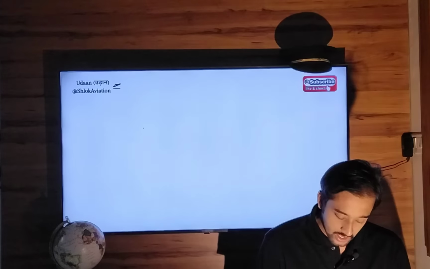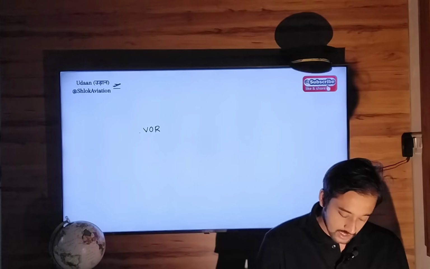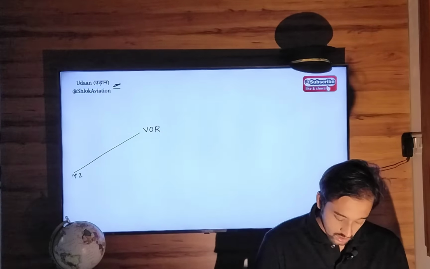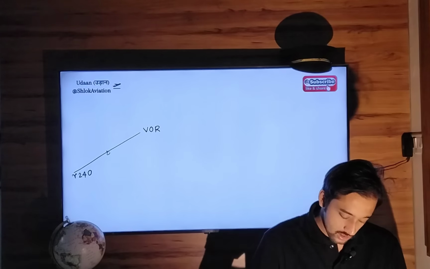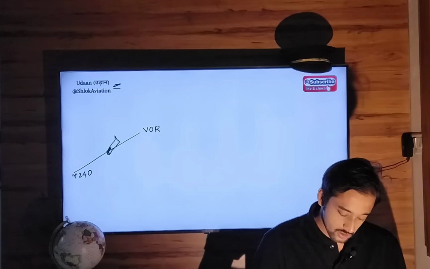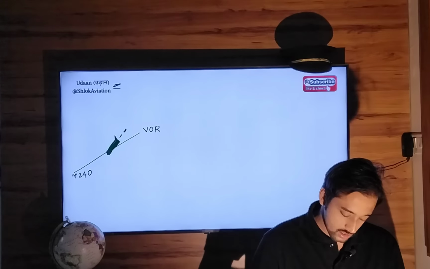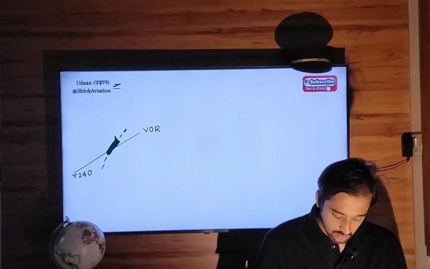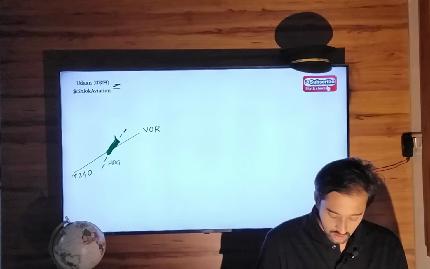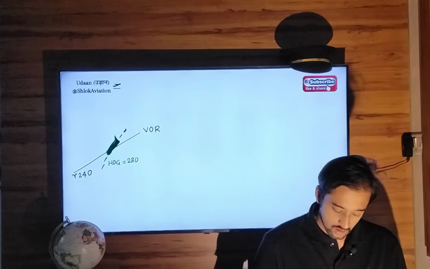This is your VOR. Aircraft is on radial 240 on a heading of 230, right? On a heading of 230. Next, CDI shows two dots fly right with a from indication.